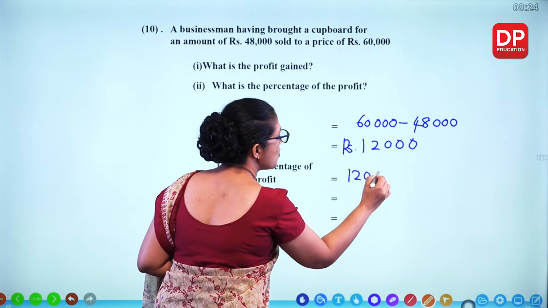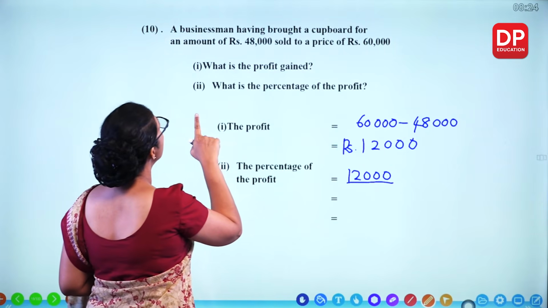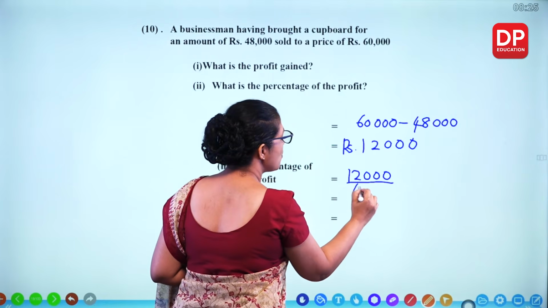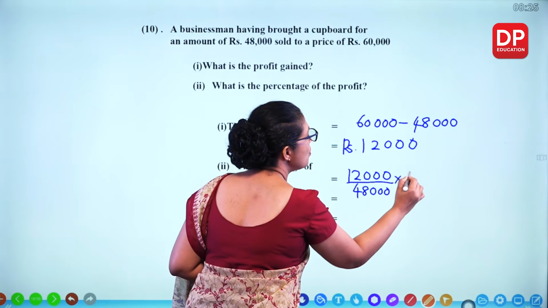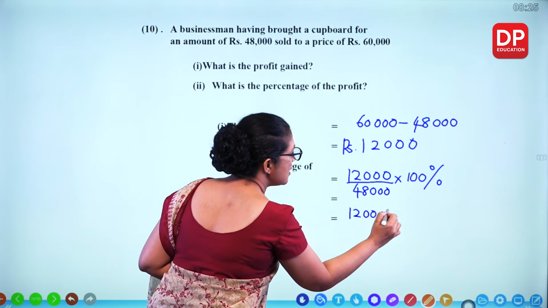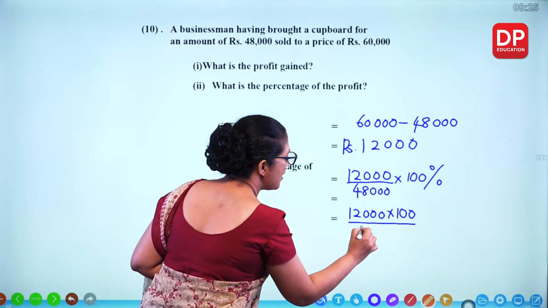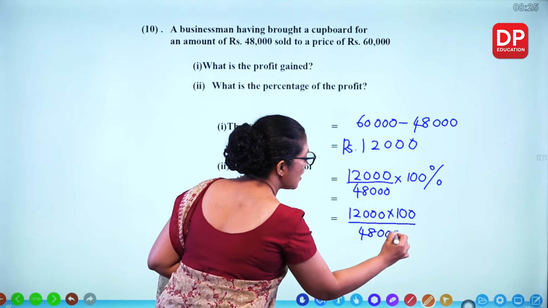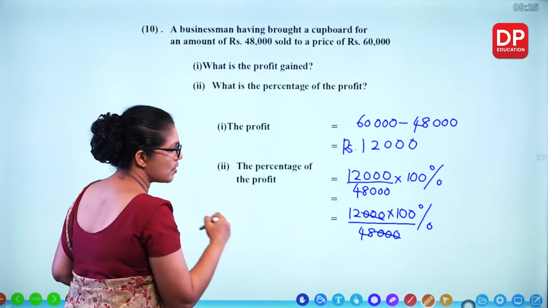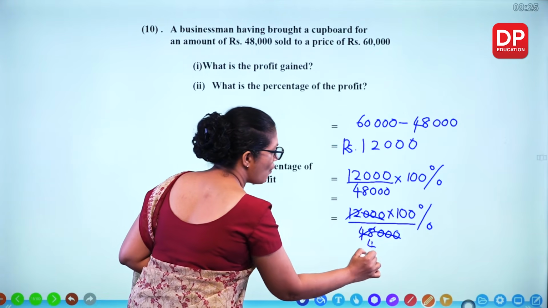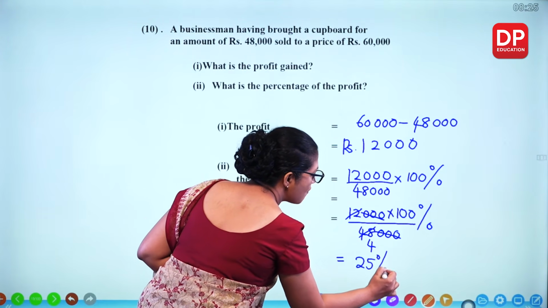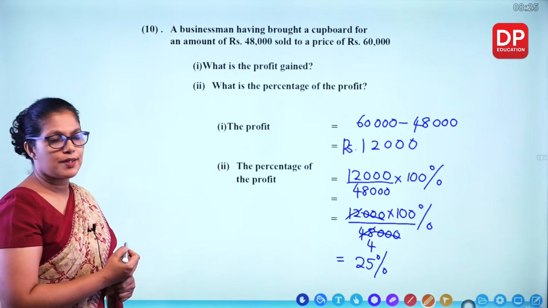So what is the percentage? Profit percentage is 12,000 divided by the buying price. Buying price is 48,000, into 100. So 12,000 into 100 divided by 48,000. So here 3 zeros get cancelled out. 12 times 4, 48. 100 divided by 4, you get 25% profit.